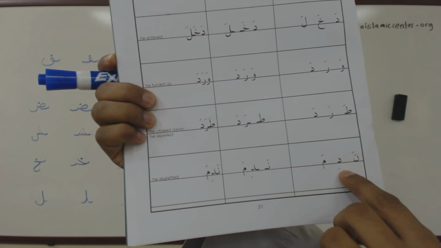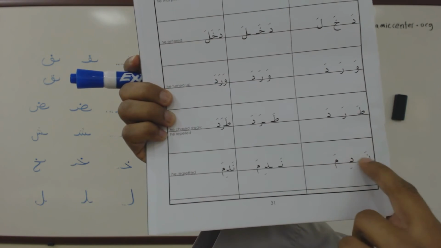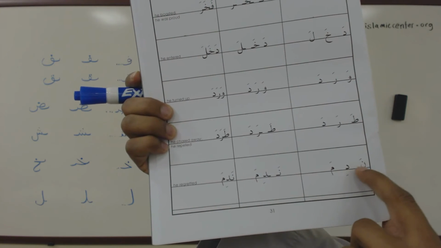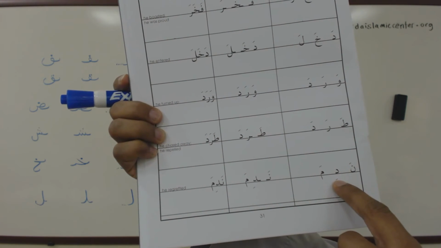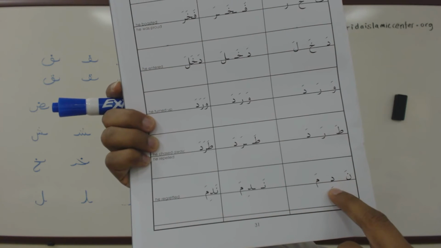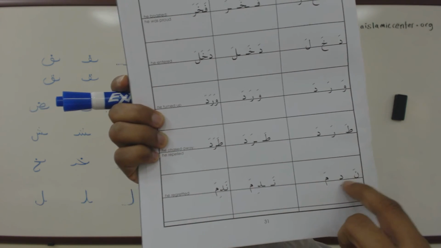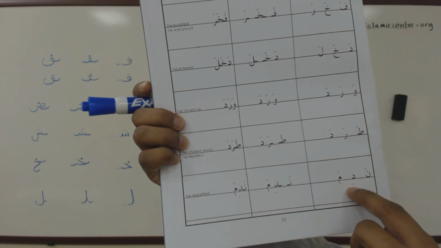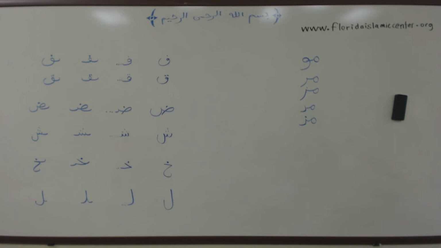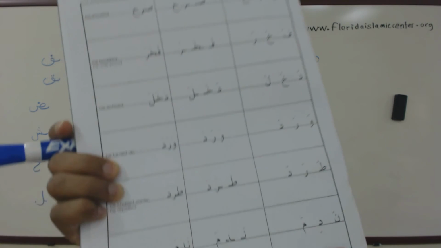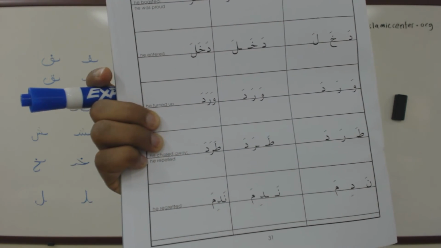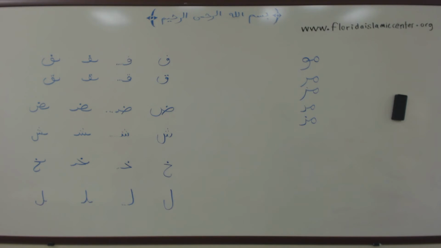Okay, what about the next one? Nadima. Any round letters there? Do you hear any round letters? No round letters. If I asked you, is dal a round letter here? No, because round letters are only relevant if there's a fatha on it. So nadima, and it means to regret. Now let's finish up the next two pages.